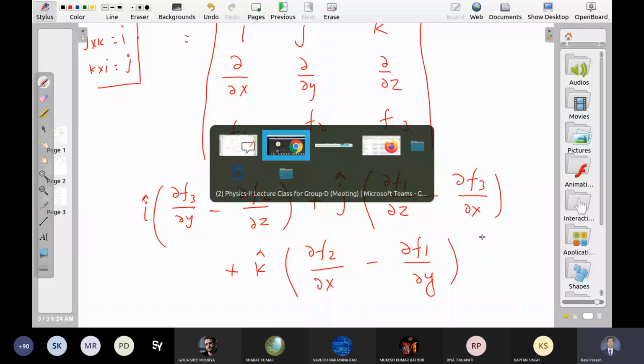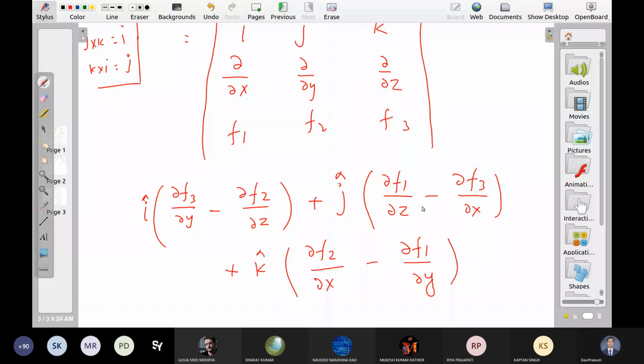This is the curl, and this is a vector quantity, right? But here we have defined all these things in Cartesian coordinates. What about their answer in polar coordinates?